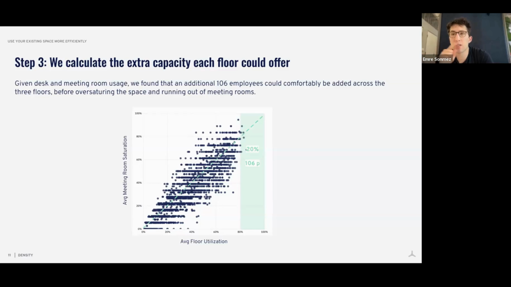And so because these two things are linearly correlated for most offices, like floor busyness and the percentage of meeting rooms in use, this green area forms the kind of lower bound usually of our opportunity, which is we could have at least 106 more people on this floor and expect to still have enough meeting room space under current usage patterns.